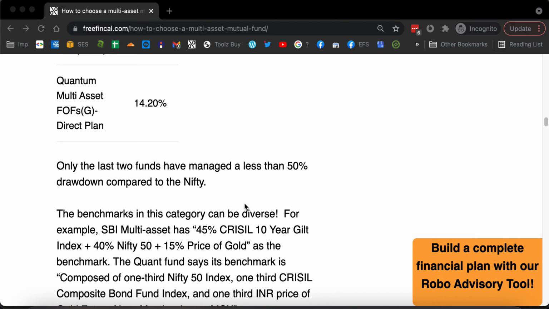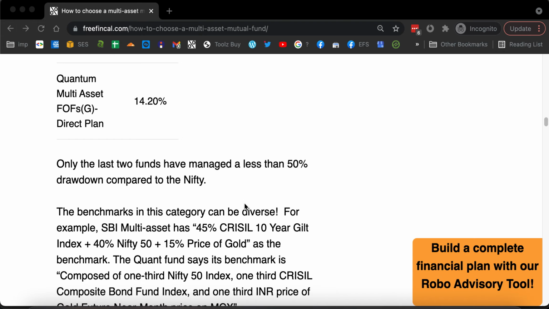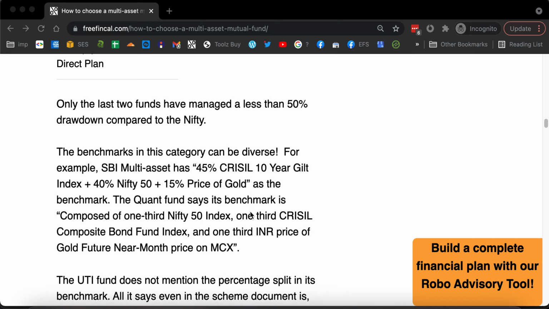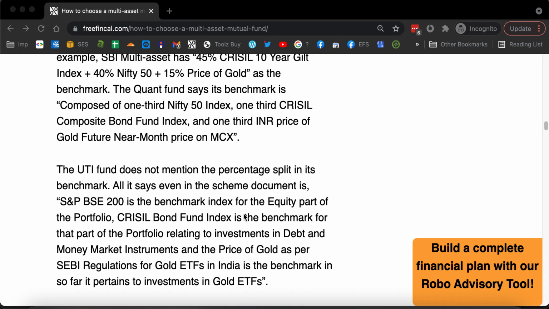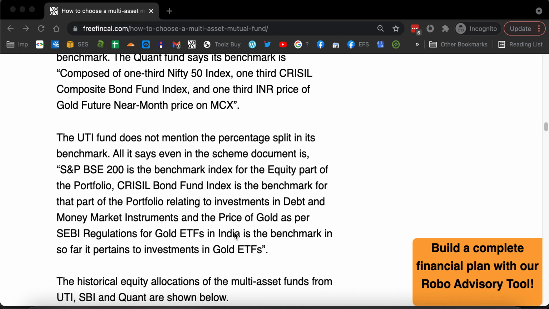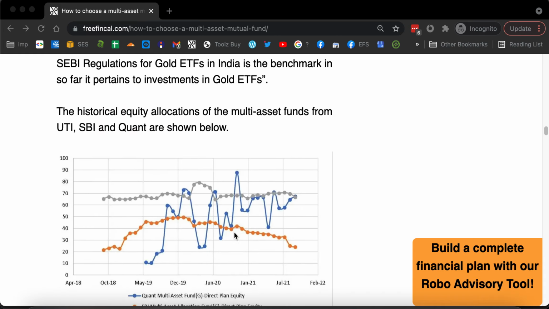And you can't do a return comparison with the benchmark because the benchmarks are very weird. They say I'll take 45% of CRISIL 10-year gilt, 40% of Nifty 50, 15% of gold, and all sorts of weird combinations are possible. And UTI does not even mention the percentage of this combination. So I don't know how SEBI allows that.